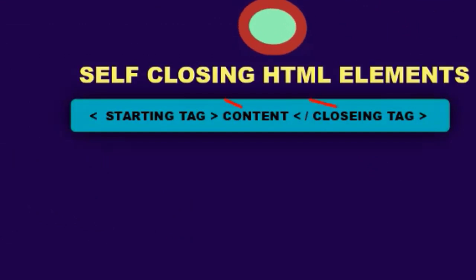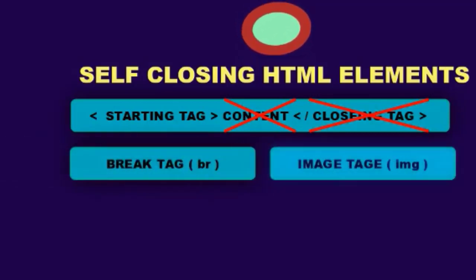And the second one is the self-closing tag. It doesn't contain any content or ending tag, but it must have a starting tag. For example, the br tag to break the line and the img tag to show an image in our web page. Don't worry about all this stuff, we will talk about that later.